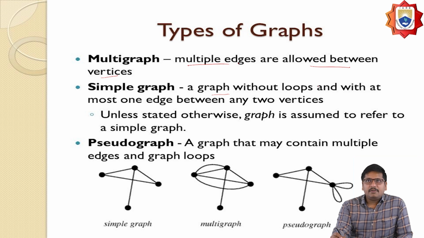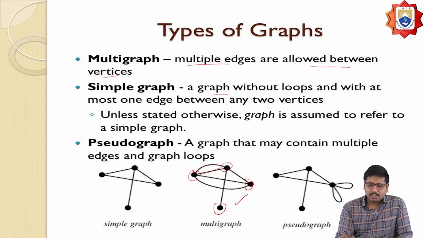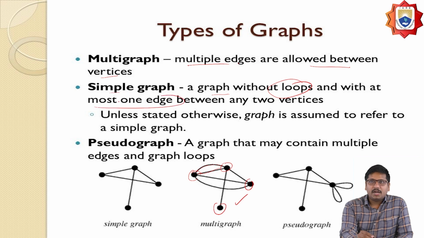A multi-graph is one where multiple edges are allowed between the vertices. This is an example of a multi-graph: we have vertices like this, and if you allow more than one edge between the vertices, it is called a multi-graph. A simple graph is a graph without loops and with at most one edge between two vertices. In this example, the set of vertices has no repeated edges between them, so this is called a simple graph.